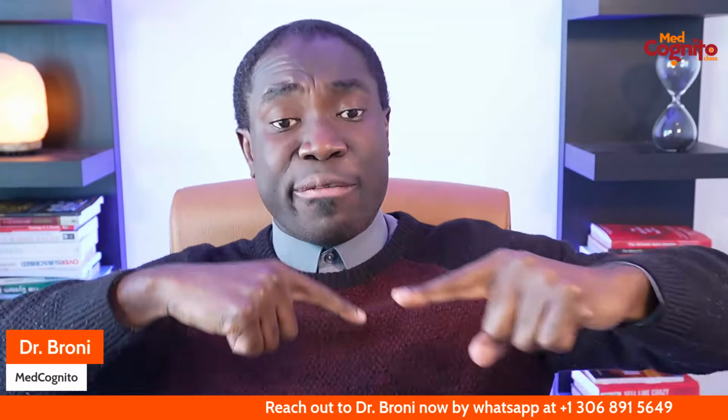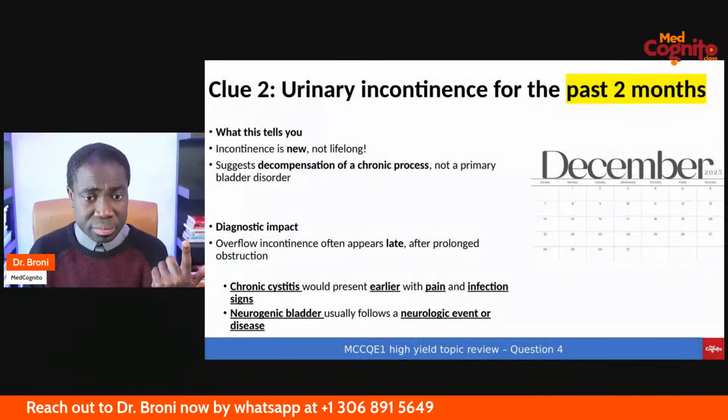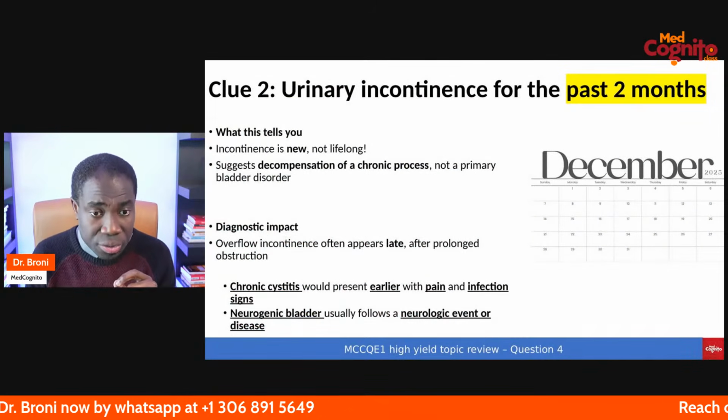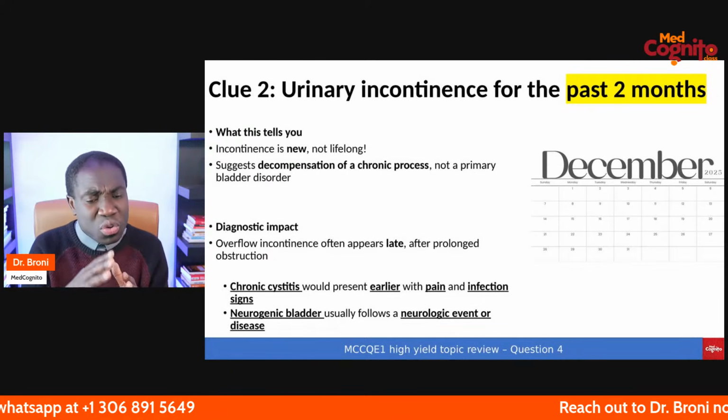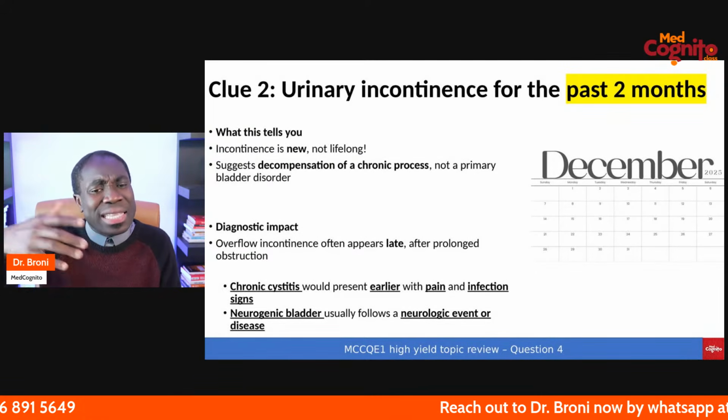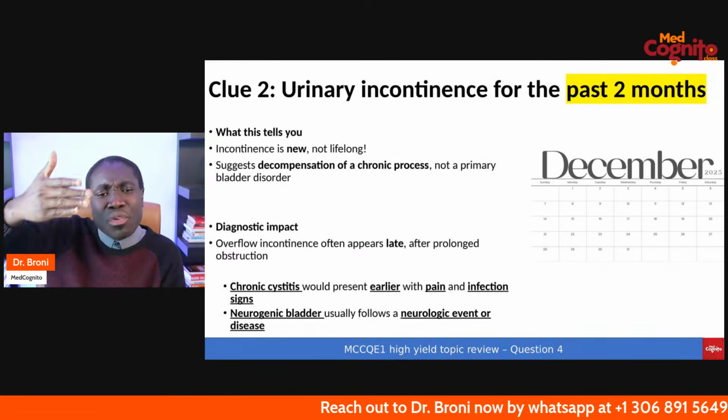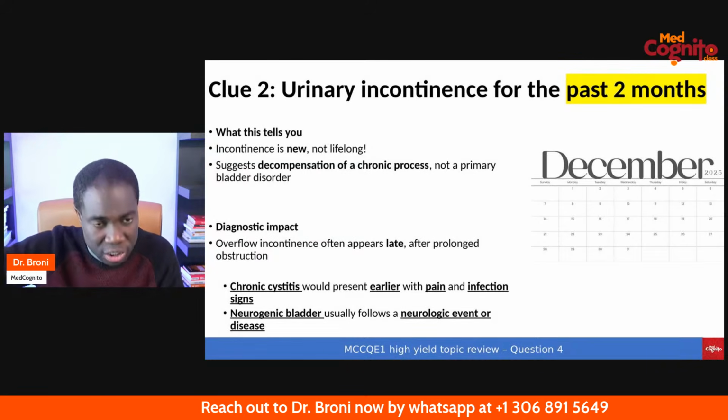Doctors, please, I have a question. Am I making sense? So it looks like this has been going on for some time, and then for the past 2 months, the body just cannot tolerate it, and therefore we have an acute on chronic thing, which is now building up. Okay? Now, overflow incontinence you realize that it appears late after there's been prolonged period of obstruction.